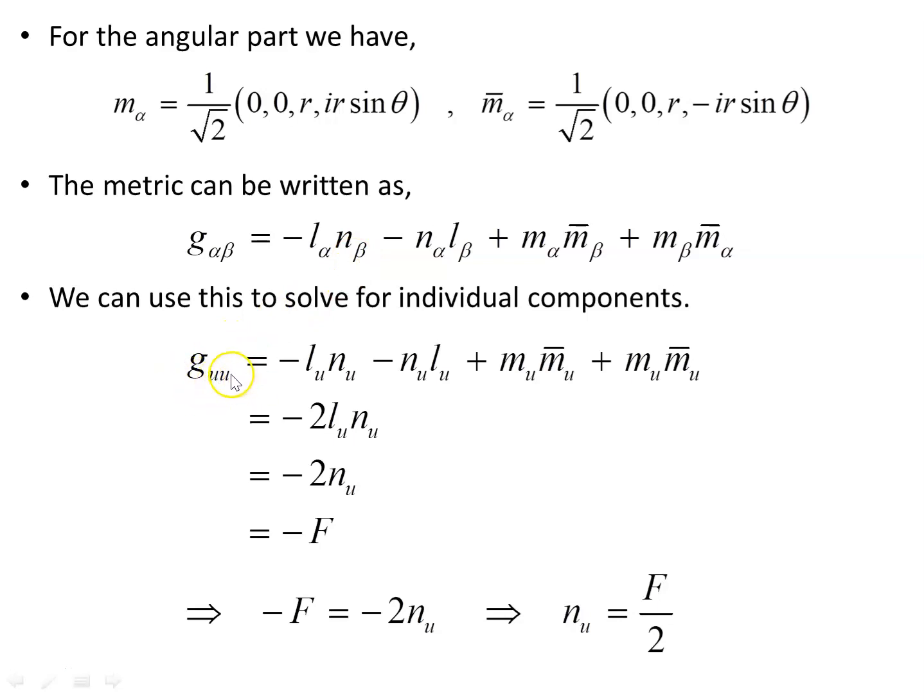Well, let's start with UU, and we know that that was minus f. When we substitute U into here, we get this object here, minus 2 LU NU. LU, as we saw on the previous slide, was 1. So it's minus 2 NU is equal to minus F. So that tells us that NU must be F on 2. Remember, F was that big expression, which I'm not going to use here. So we'll just continue to use the letter F. So F on 2 will give us the first component NU.